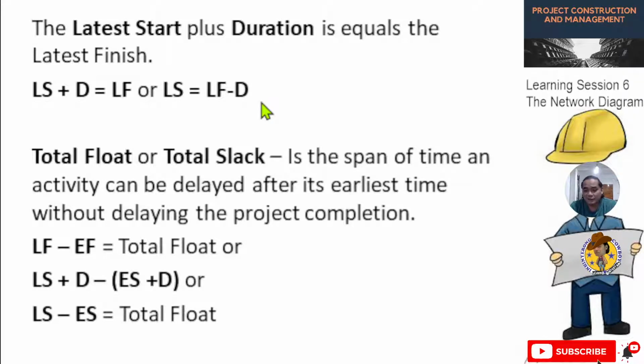Then we have total float, or total slack. This is defined as the span of time an activity can be delayed after its earliest time without delaying the project completion. Total float can be solved by these formulas: latest finish minus the earliest finish, or EF. Or you can have LS plus the duration, subtracted by ES plus D, or earliest start plus the duration. Or we have another formula: LS minus ES is equal to total float, or latest start minus earliest start.